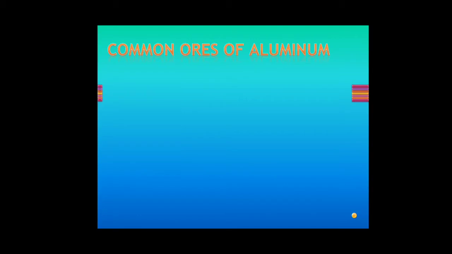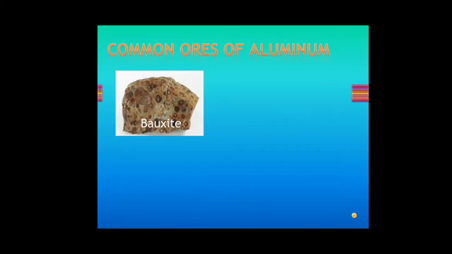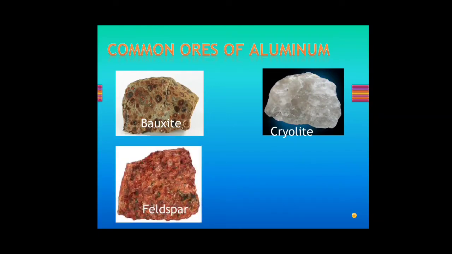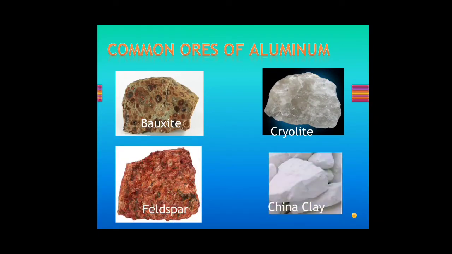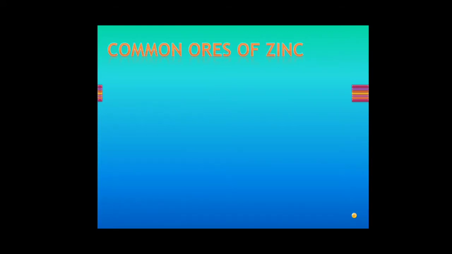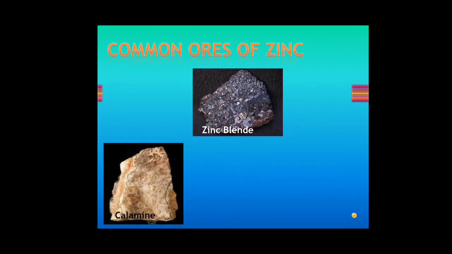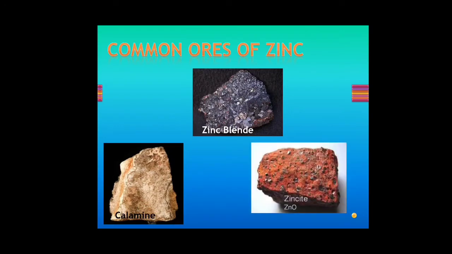Now let's see the common ores of aluminium. The most common one is bauxite. Bauxite is the most widely used ore of aluminium. But we also have cryolite, feldspar and china clay. Of these, bauxite is most widely used and it is one of the cheapest, so it is economically viable to use bauxite ore for aluminium. The common ores for zinc are zinc blende, calamine and zincite. So these are the ores for zinc.